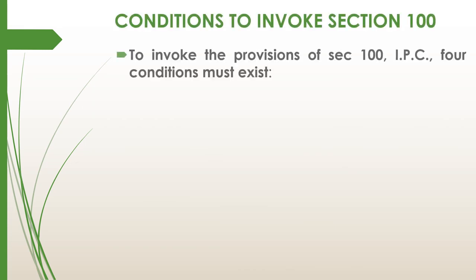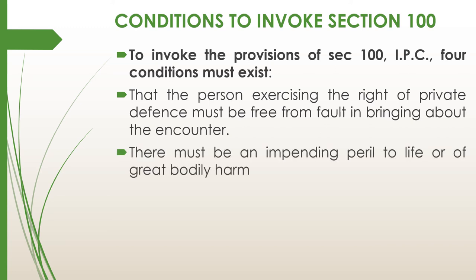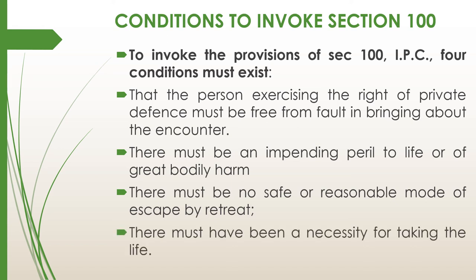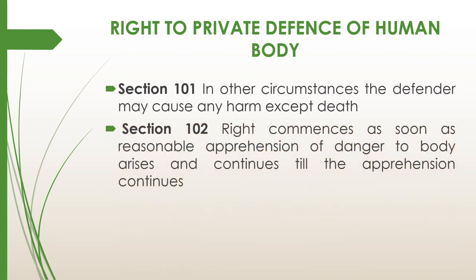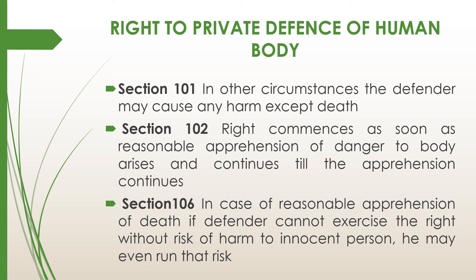There are certain conditions to invoke Section 100. These are that the person exercising the right of private defense must be free from fault in bringing about the encounter. Secondly, there must be an impending peril to life or of great bodily harm. Thirdly, there must be no safe or reasonable mode of escape by retreat. There must have been a necessity for taking the life. Section 101 says that in other circumstances, the defender may cause any harm except death. Section 102 says that the right commences as soon as a reasonable apprehension of danger to the body arises and continues as long as the apprehension continues. Section 106 says that in case of reasonable apprehension of death, if the defender cannot exercise the right without risk of harm to an innocent person, he may even run that risk.